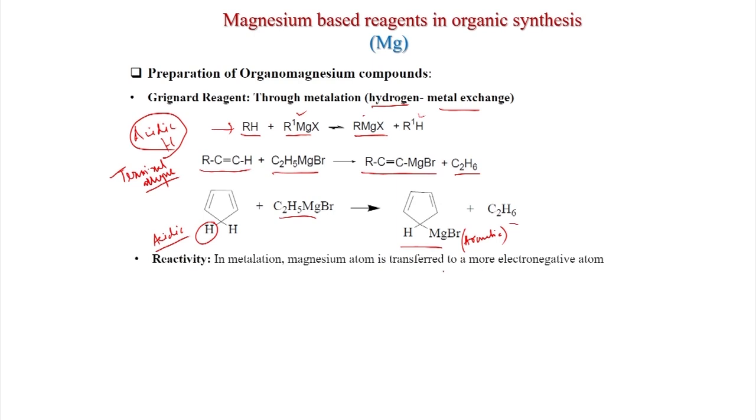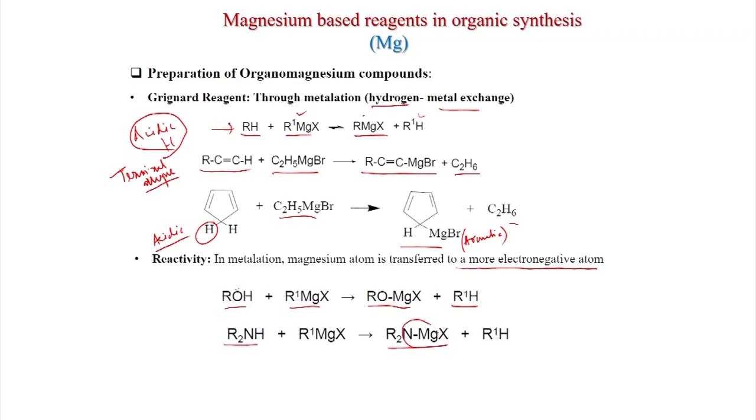Reactivity in metallation: the magnesium atom is transferred to a more electronegative atom, like in ROH with R1MgX, the oxygen is more electronegative here and the magnesium is going there. So ROMgX plus R1H is formed. Similarly, when it reacts with an amine, the nitrogen makes a bond with magnesium. So these bonds are important because they are more stable. R2NH plus R1MgX, you get R2NMgX plus R1H. Similarly, with a ketone and R1MgX, this bond is also forming, the Grignard addition, which is also important, but what we want to show is that the magnesium is going to transfer to the more electronegative atom. So here the oxygen is more electronegative and magnesium is transferred there.